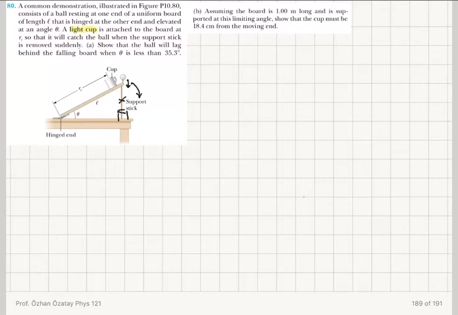Now, when I remove the support stick, I would like to know what will be the torque acting on this. So let me draw here.